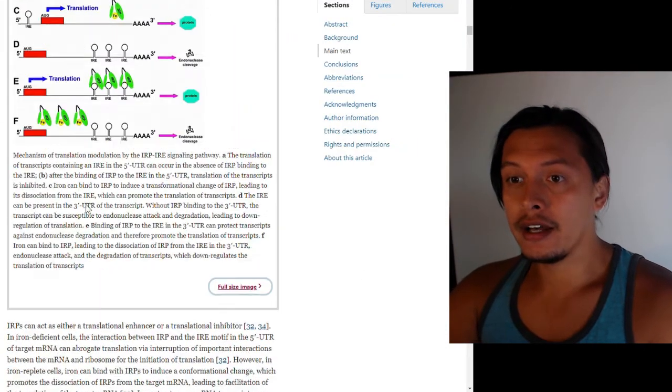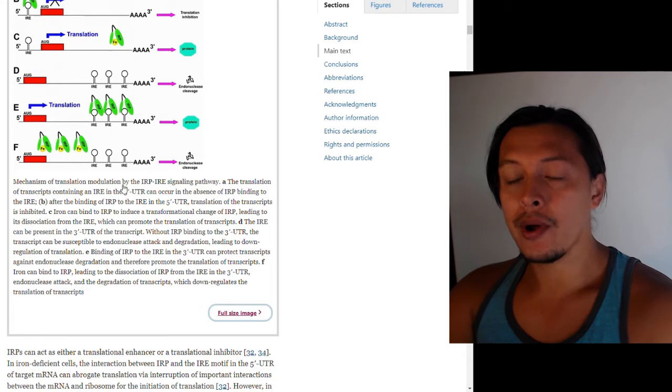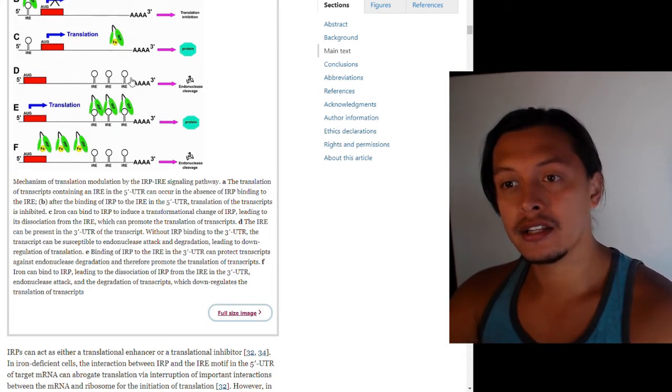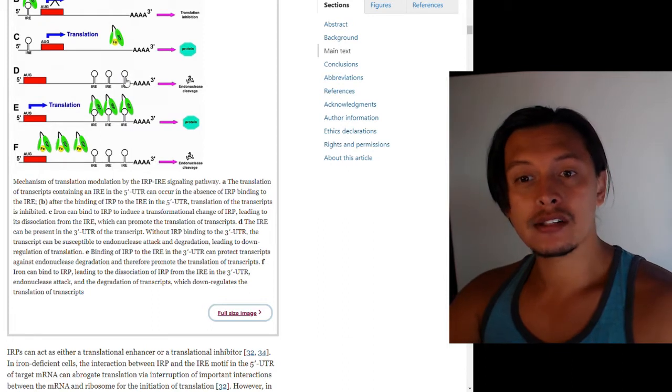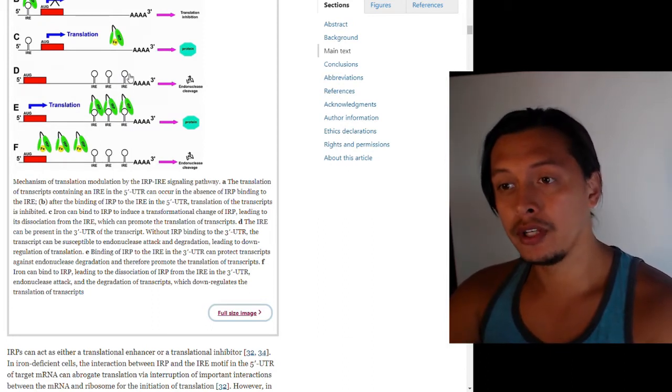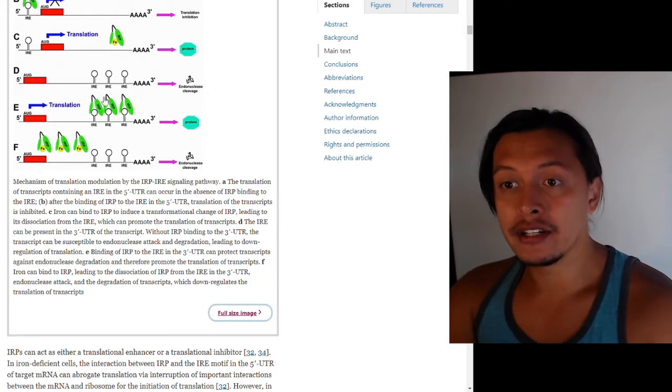So in normal circumstances, you have these iron regulatory proteins that, if they have a lot of this secondary structure in them, this can help signal to the endonucleases, hey, we need to destroy this.